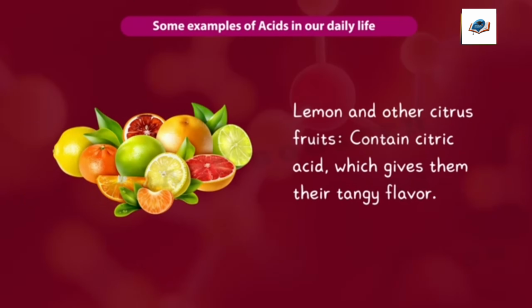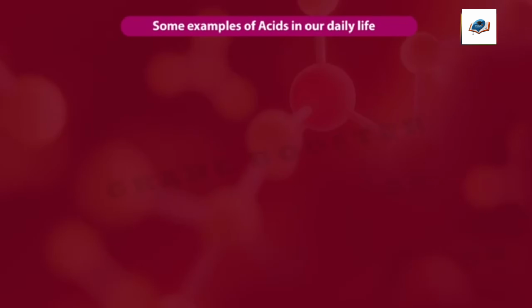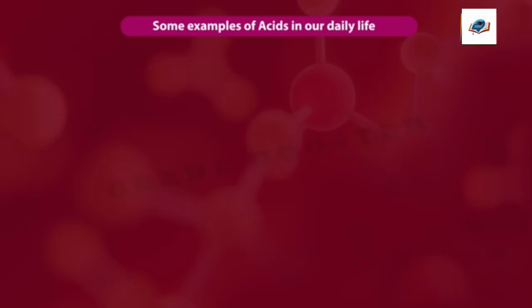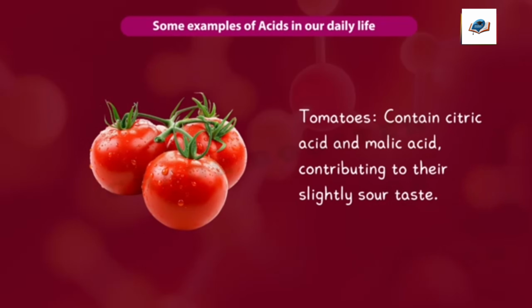Lemon and other citrus fruits contain citric acid. This citric acid gives them the tangy, sour flavor. Vinegar. Vinegar contains acetic acid. Vinegar is used in cooking, cleaning and food preservation. Next, tomatoes. Tomatoes contain citric acid and malic acid. So these acids give the sour taste to tomatoes.